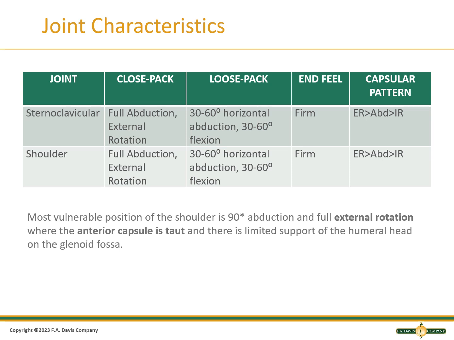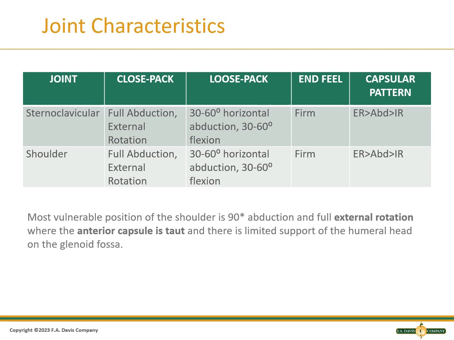The shoulder should have a firm end feel in most of the directions. I would say horizontal adduction being the potential difference there because of soft tissue approximation being a potential limiting factor to range. And our capsular pattern, so if the patient has a restriction in joint motion due to restriction in the capsule, we're going to see loss of external rotation greater than abduction, which is going to be greater than internal rotation, and we'll see them happen in that order. The most vulnerable position of the shoulder is 90 degrees of abduction with full external rotation. So that's going to cause the anterior joint capsule to be taut and have limited support of the humeral head on the glenoid fossa.